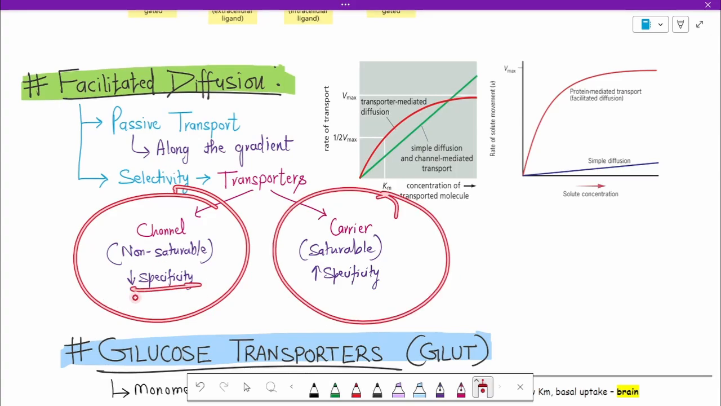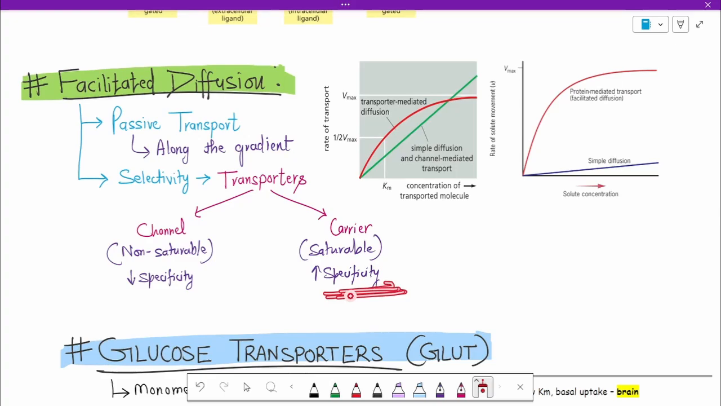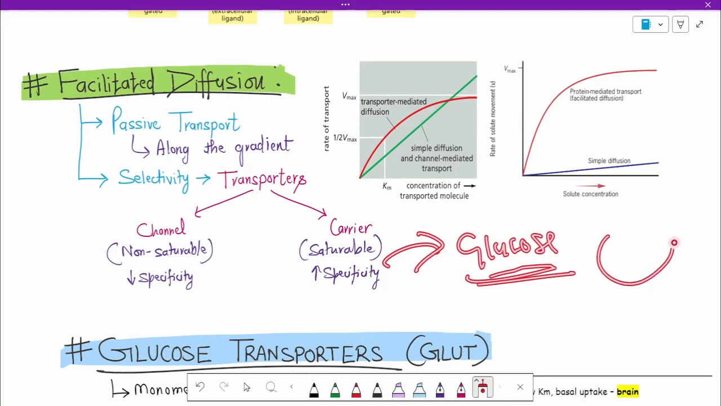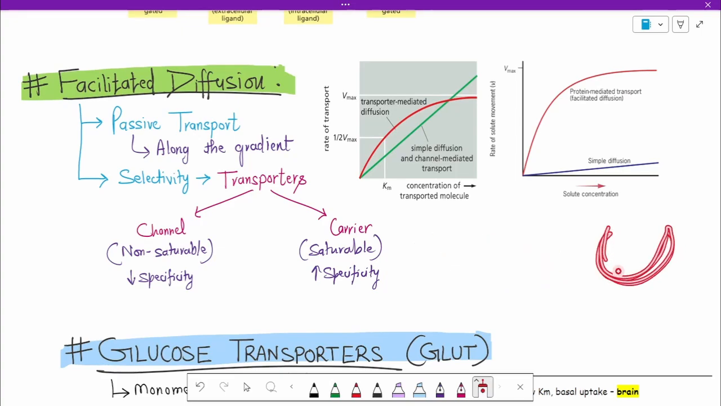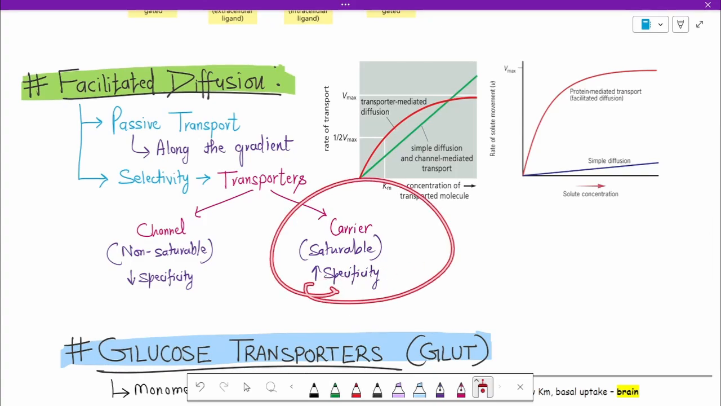If it is a channel, the specificity is very low, and if it is a carrier, the specificity is very high. For example, we have glucose transport. If we have a glucose transporter here, this will only transport glucose or hexoses. It can transport fructose or glucose or mannose, but it will not transport some other kind of molecule like an amino acid. That's what we mean by specificity.